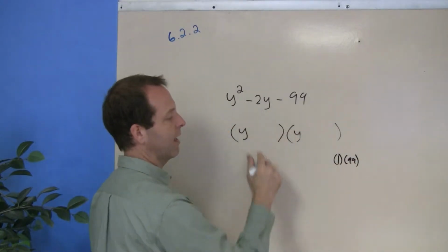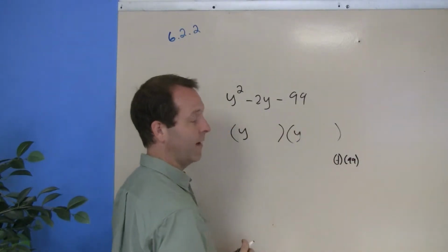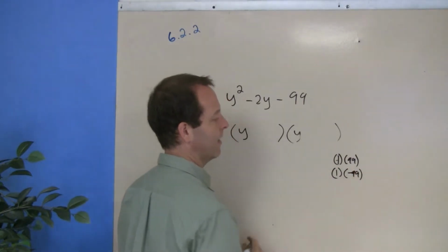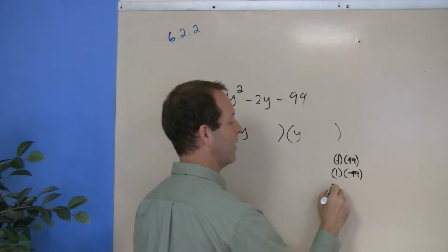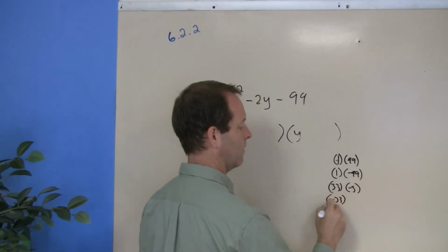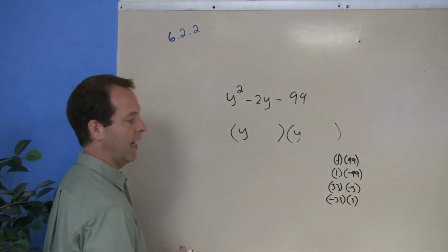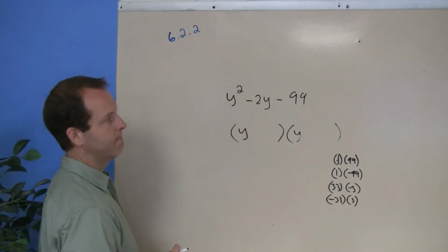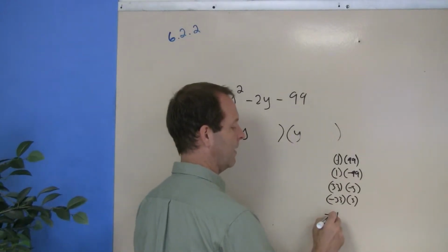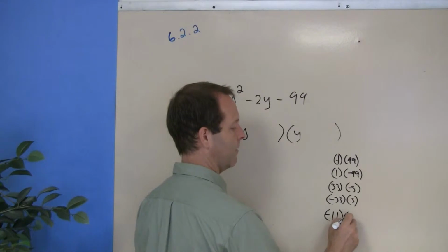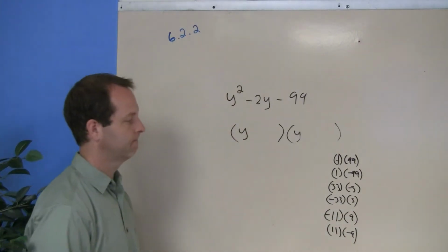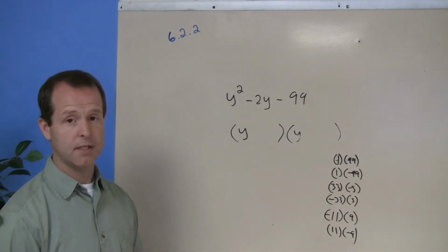Oh, it's a negative 99, so that'd be a negative 1 and a positive 99, or a positive 1 and a negative 99. 33 and 3. The negative sign switch. 11 and 9. So I can have a negative 11 and a positive 9, or I can have a positive 11 and a negative 9. So those are 6 options that I have.